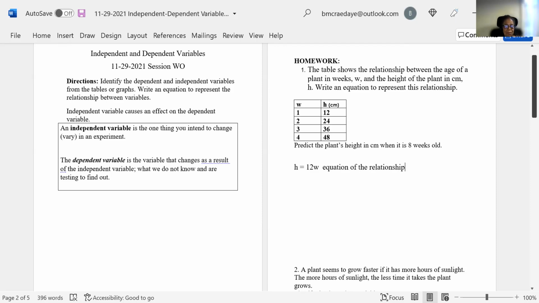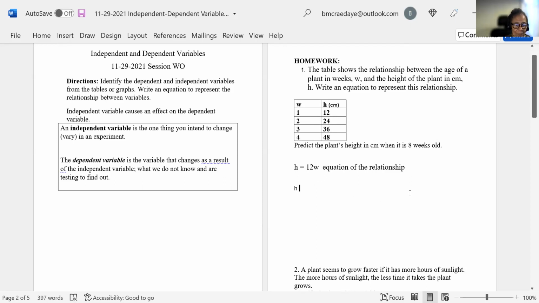All right. Now, if you know that's the equation, Maureen, in other words, if my weeks is 3, I have 3 times 12 and I get 36. Right? And if it's 4, I have 4 times 12 is 48. That's right. Now suppose my weeks were 8. What would be the height if it's 8 weeks old? If this plant is 8 weeks old, what would the height be?